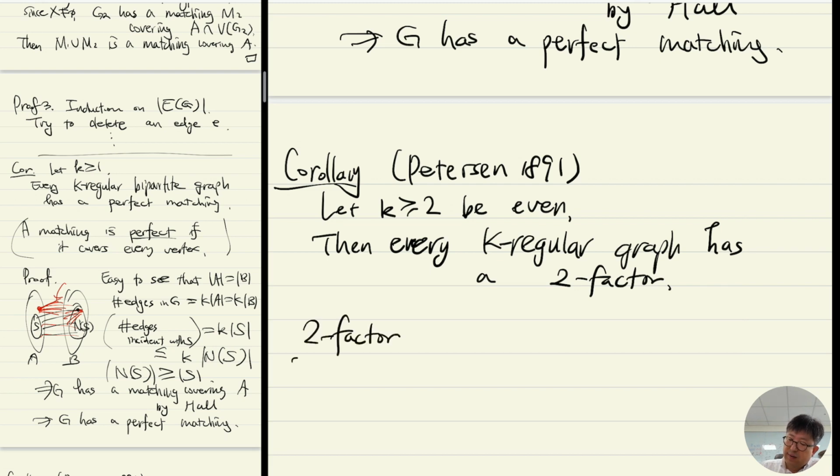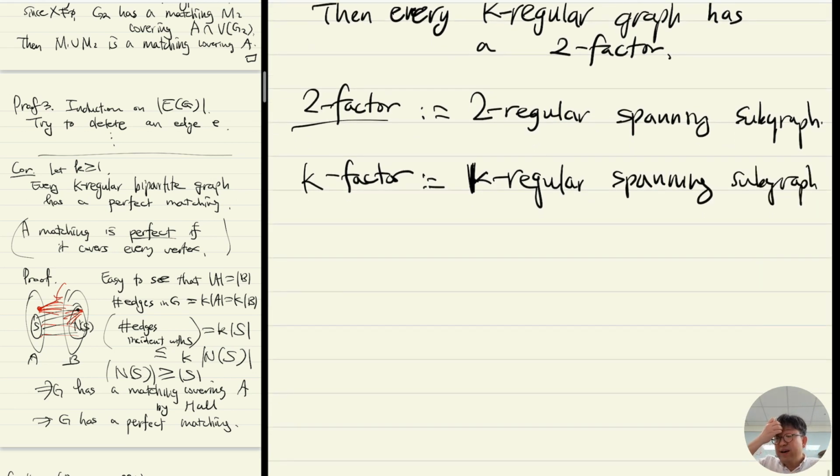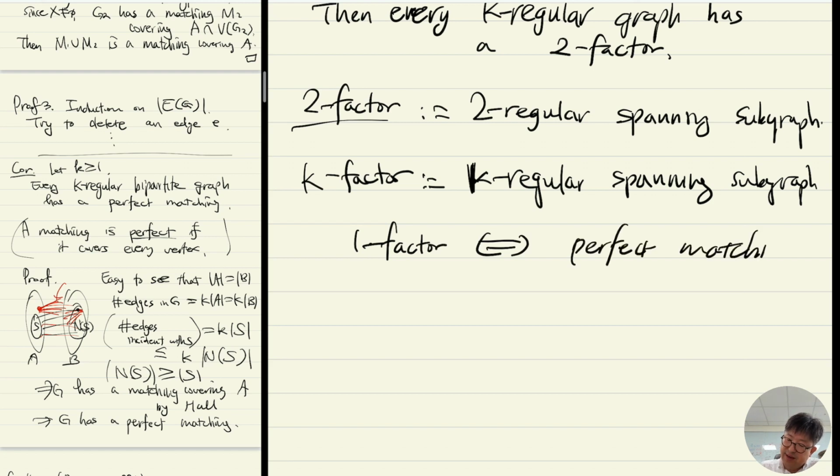What is a 2-factor? It's a 2-regular spanning subgraph. Right, so a k-factor is a k-regular spanning subgraph. So in particular, a 1-factor is a subgraph whose edge set is a perfect matching. Every vertex is incident with exactly one non-loop edge. I don't care about loops.